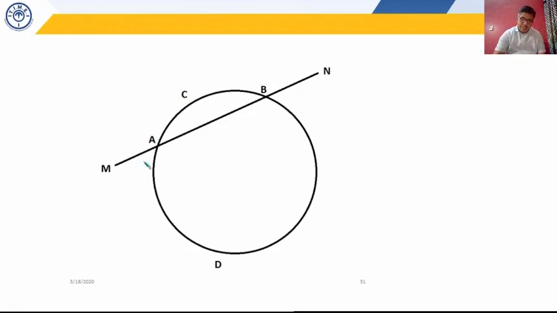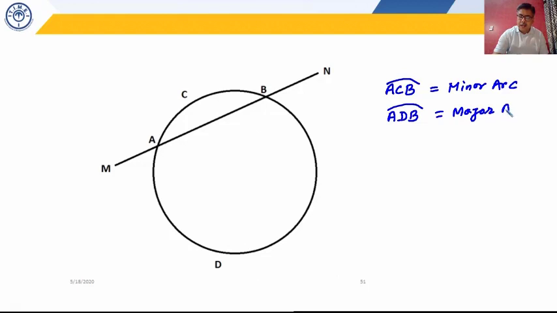Now, MN is secant, AB is chord, then ACB is known as the minor arc and ADB is known as the major arc. This curved length ACB is called the minor arc, and this ADB is called the major arc.